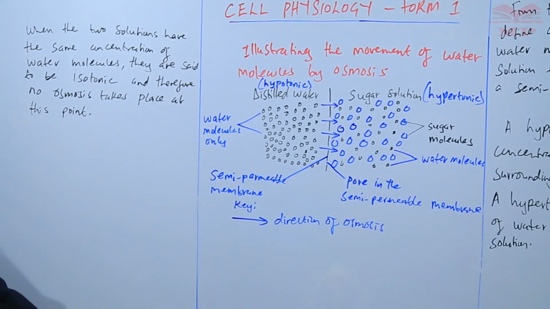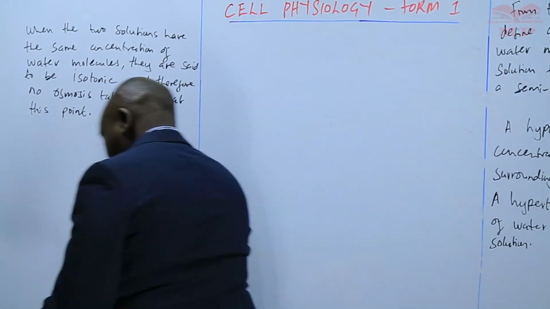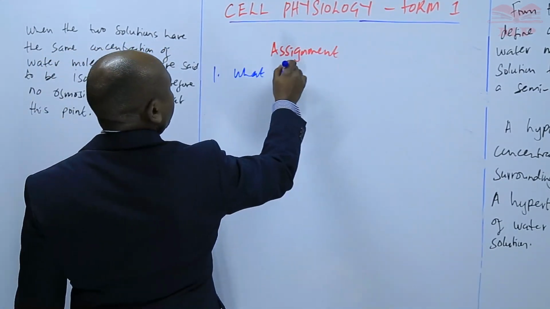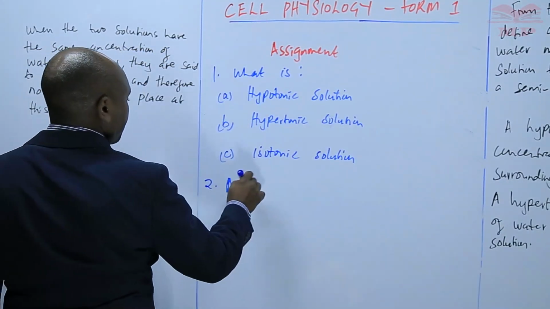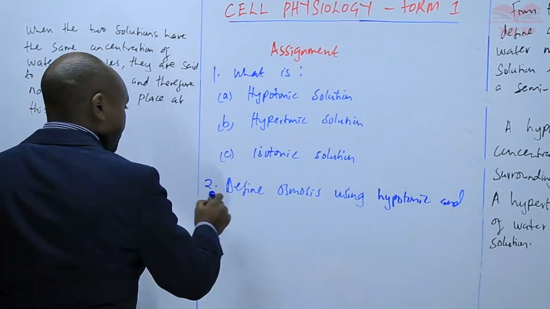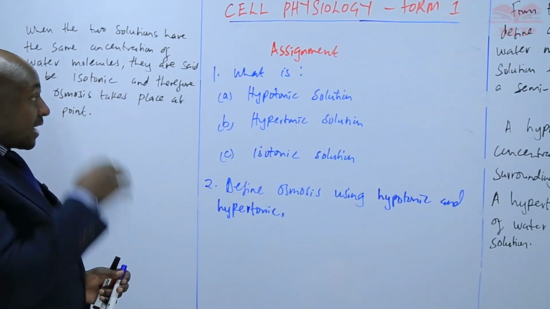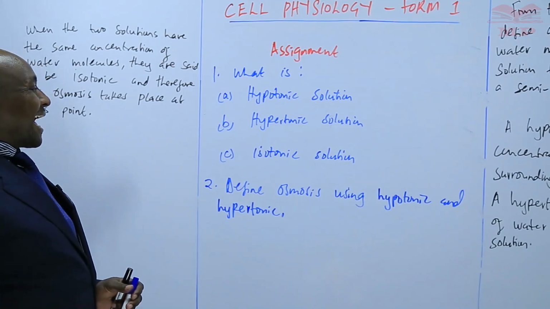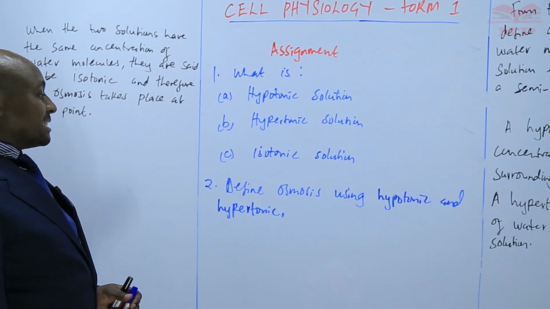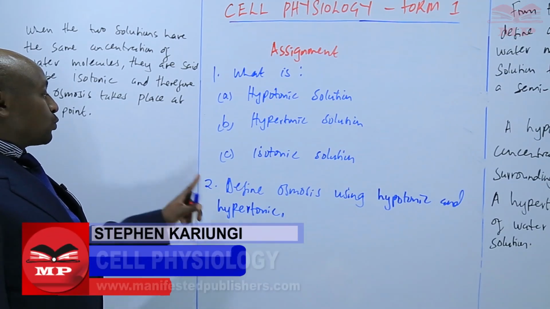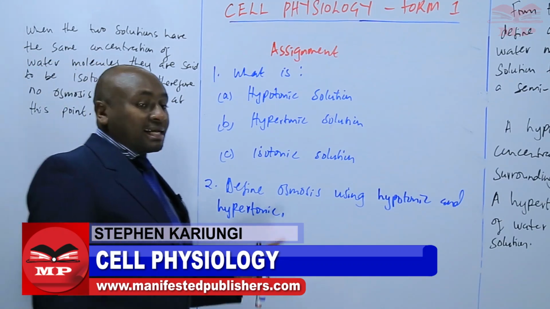So we are going to have an assignment on the same. So the first question, what is A, hypotonic solution, B, hypertonic solution, C, isotonic solution. And number 2, define osmosis using hypotonic and hypertonic.